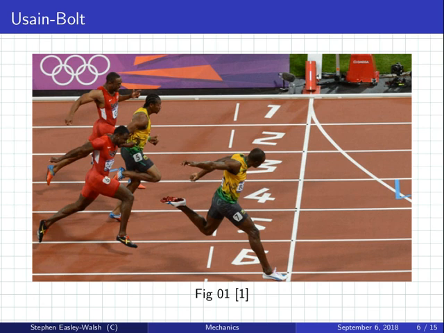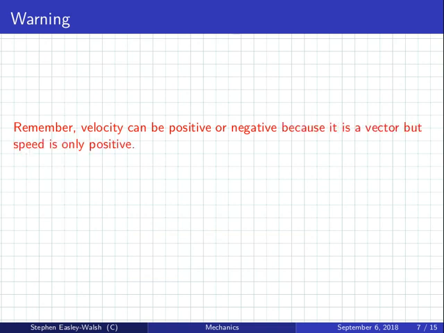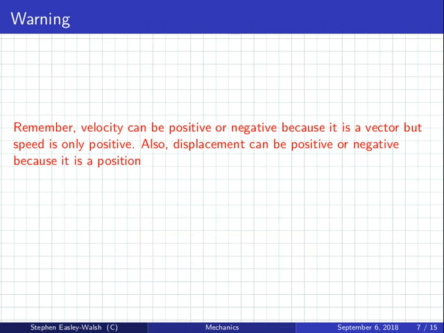I just did this because I want you to understand the UVATS. The U is at the start, the V is at the end, the S is the displacement, the T is the time, and the A is the acceleration. Just remember, velocity can be positive or negative because it's a vector, but speed is only positive. Displacement can be positive or negative because it's a position. You can be 1 meter or you could be minus 1 meter. But distance can only be positive.